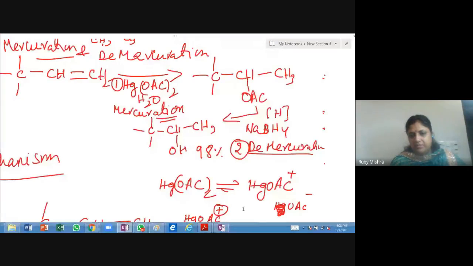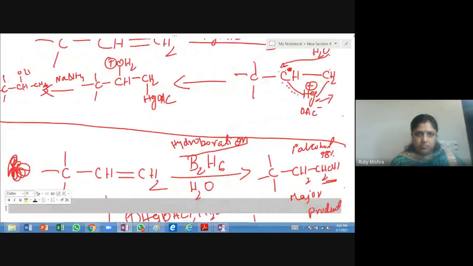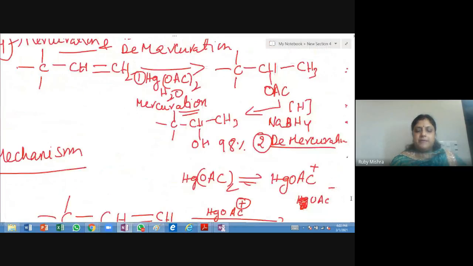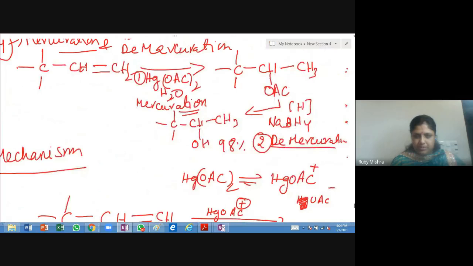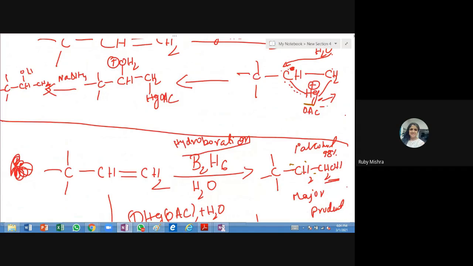So Hg(OAc)2 will give rise to this moiety, and when it reacts, we get the secondary alcohol as the major product. Since there is no formation of a carbocation, because the mercury ion is more electropositive in nature, we get a selective amount of major product.